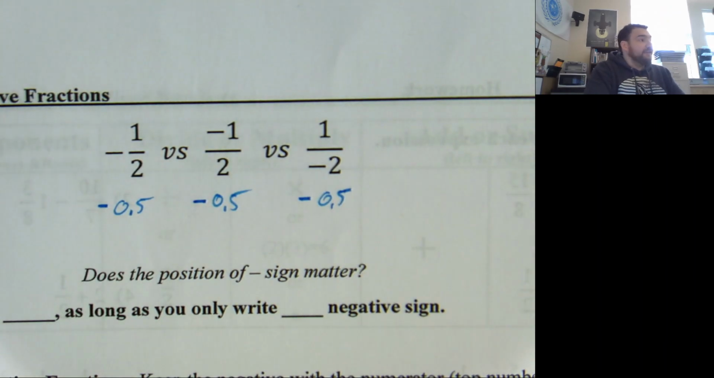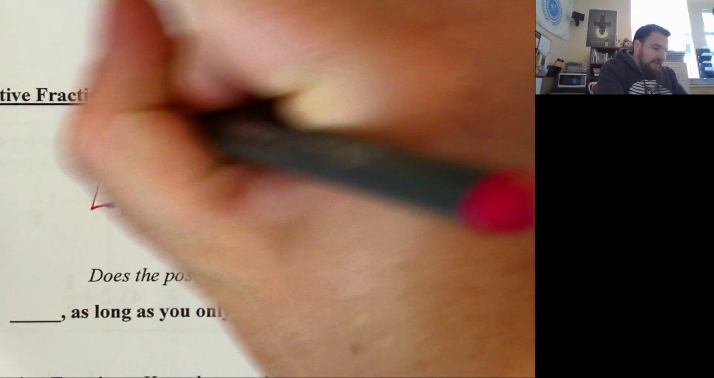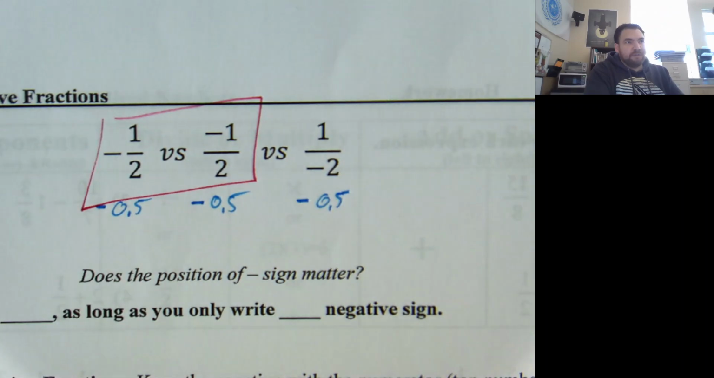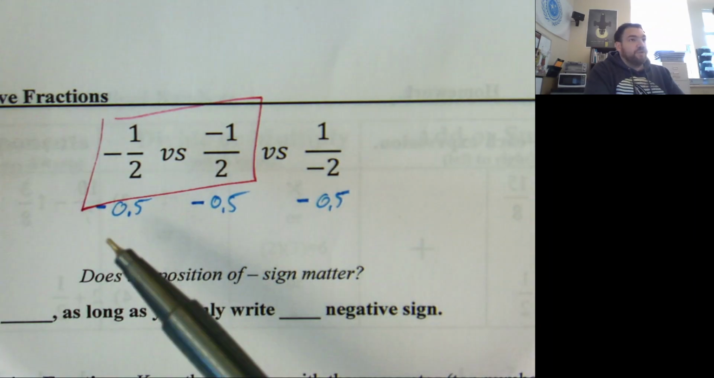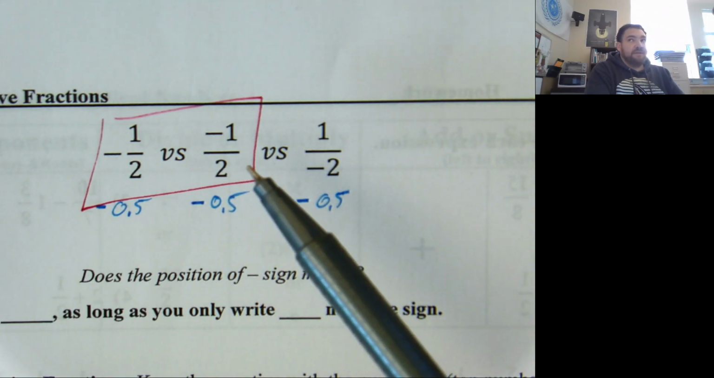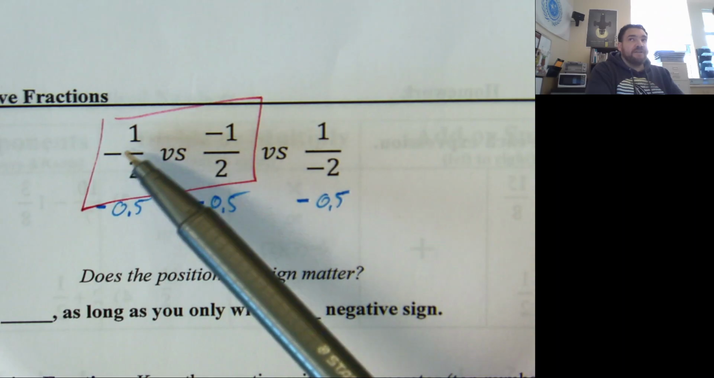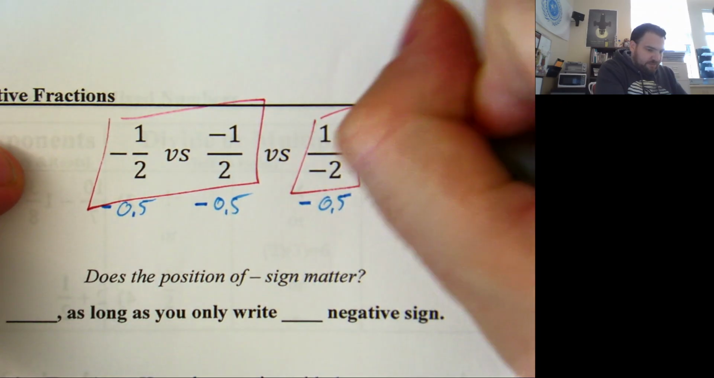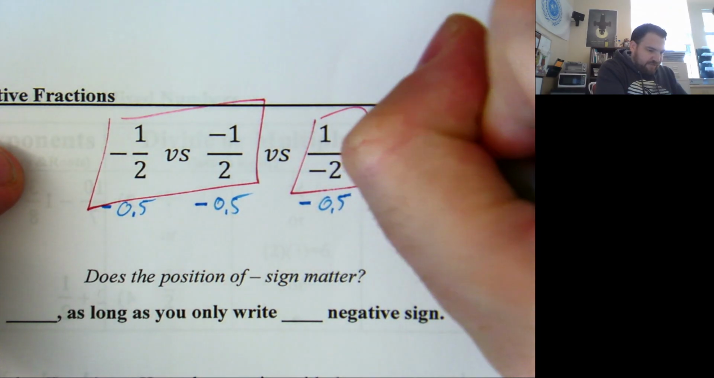Now, conventionally in math, you will almost always only see 2 of these 3. When we're dealing with rational numbers, with no letters in here, no variables yet, don't worry, it's coming, these are the only two you'll see. Either the negative sign will be out front, or the negative sign will be in the numerator. We will almost never see this.